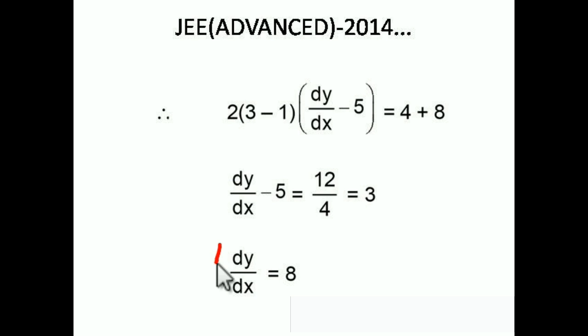So this is my answer, and you can see this is a numeric entry, an integer value. So dy by dx equal to 8 is my right answer. Now let's move on to the next question.